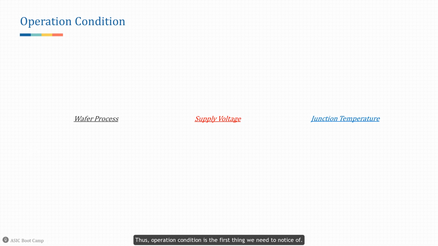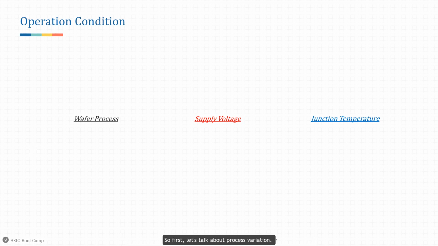Thus, operation condition is the first thing we need to take notice of. Normally, the operation condition is also referred to as PVT corners. PVT stands for process, voltage, and temperature, which are the most dominant factors that impact the cell or wire delay.